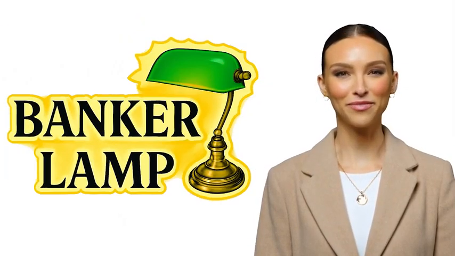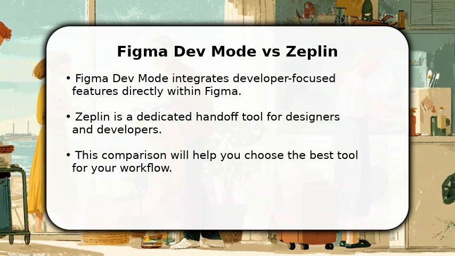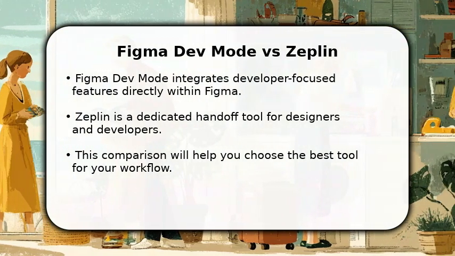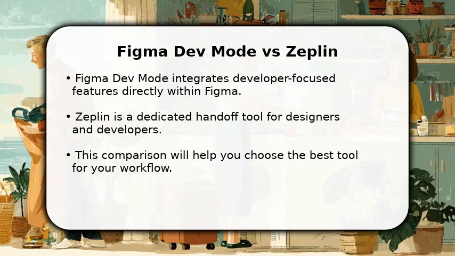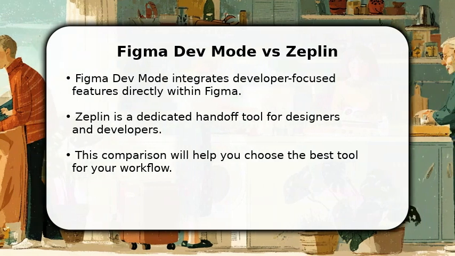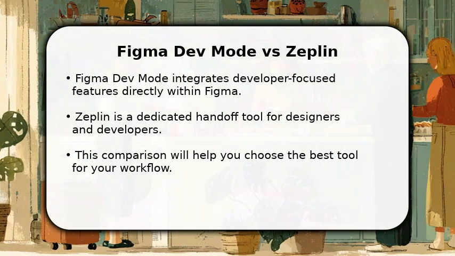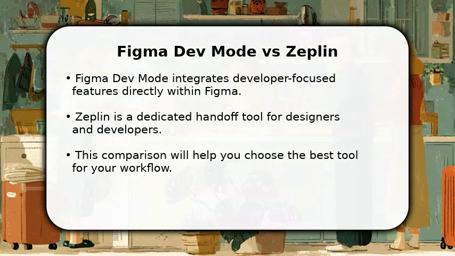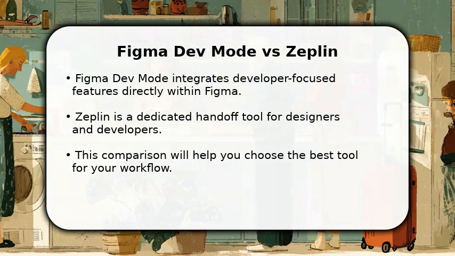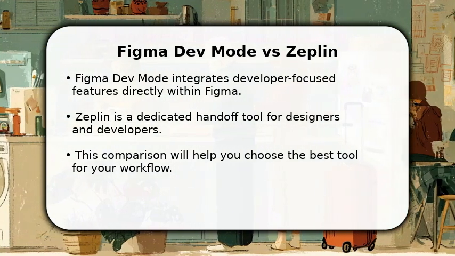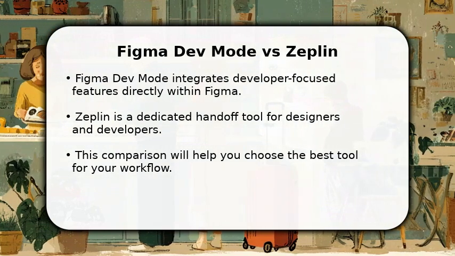Please enjoy the video. In this video, I will compare Figma Dev Mode versus Zeplin. We'll explore how each platform streamlines the design-to-development handoff process. Figma Dev Mode offers a unified environment, keeping everything within one application, while Zeplin provides a specialized, robust solution for collaboration. Understanding their core differences will help you decide which tool best fits your team's specific needs and existing workflows, ensuring a smoother transition from design to code.